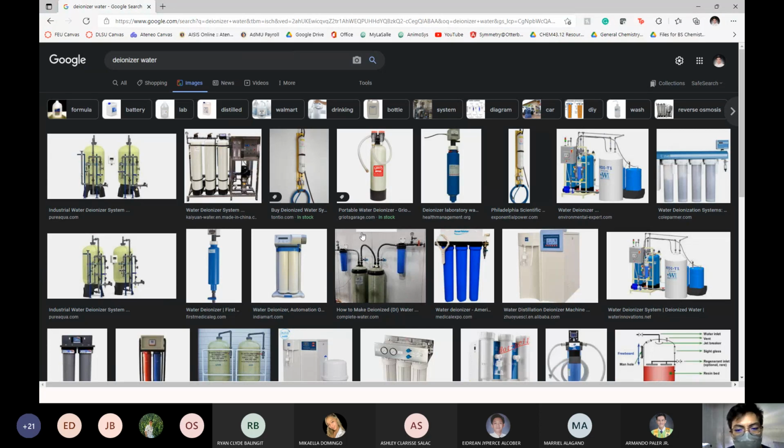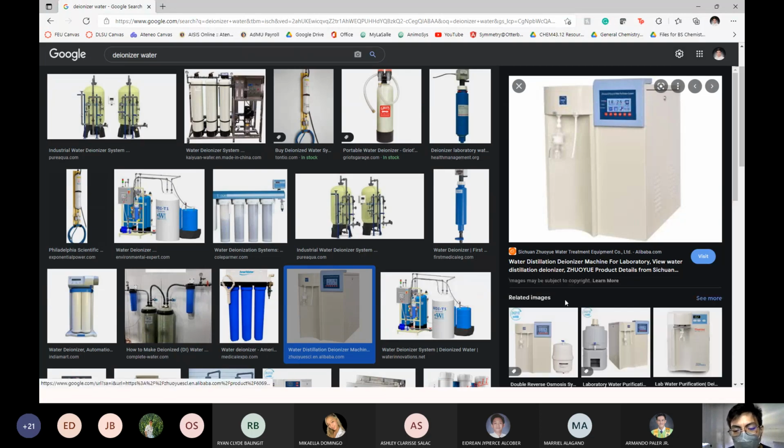So, basically, we have this for every laboratory. Okay? We have this water deionizer. Tawag namin sa water na lumalabas dyan is DI water, deionized water, kasi wala siyang ions. Okay? So, kapag kinoryente mo yon, hindi magpapass through yung kuryente doon, kasi it doesn't contain any ions, no? So, yan yung deionized water.